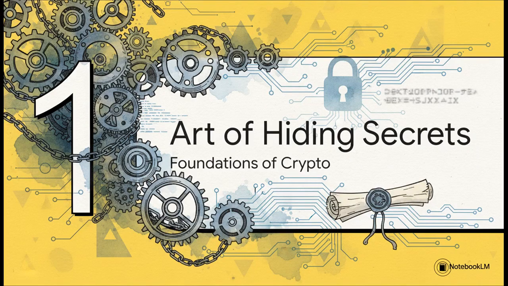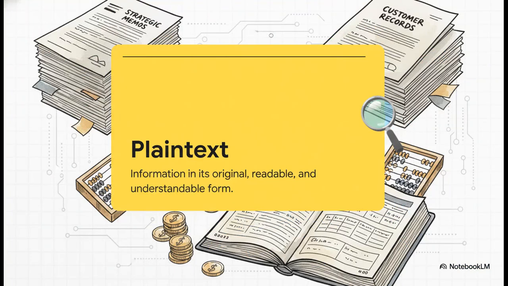Okay, section 1, the art of hiding secrets. Before we even look at the code securing our data, let's just make sure we have the fundamental vocabulary down. It all starts with something called plain text. In cryptography, plain text is simply your information in its original, perfectly readable form. This is your raw data, your strategic memos, customer records, financial reports, basically everything, right before any secret locks or mathematical scribbles get applied to it.